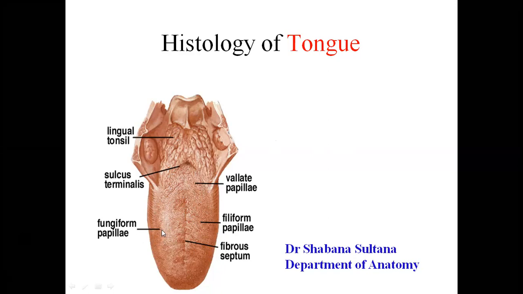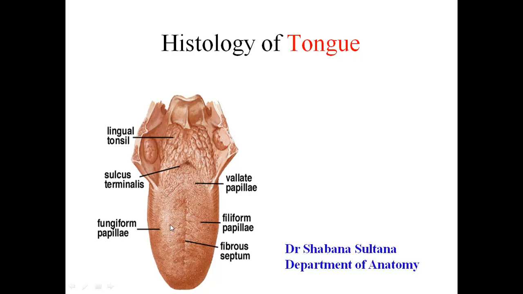If you remember, there is a V-shaped sulcus called the sulcus terminalis, in front of which we have circumvallate papillae. The most predominant papillae we find throughout are the filiform papillae. Apart from that, in between here and there, we find the fungiform papillae. So filiform, fungiform, and on the margins of the tongue, we also find foliate papillae.